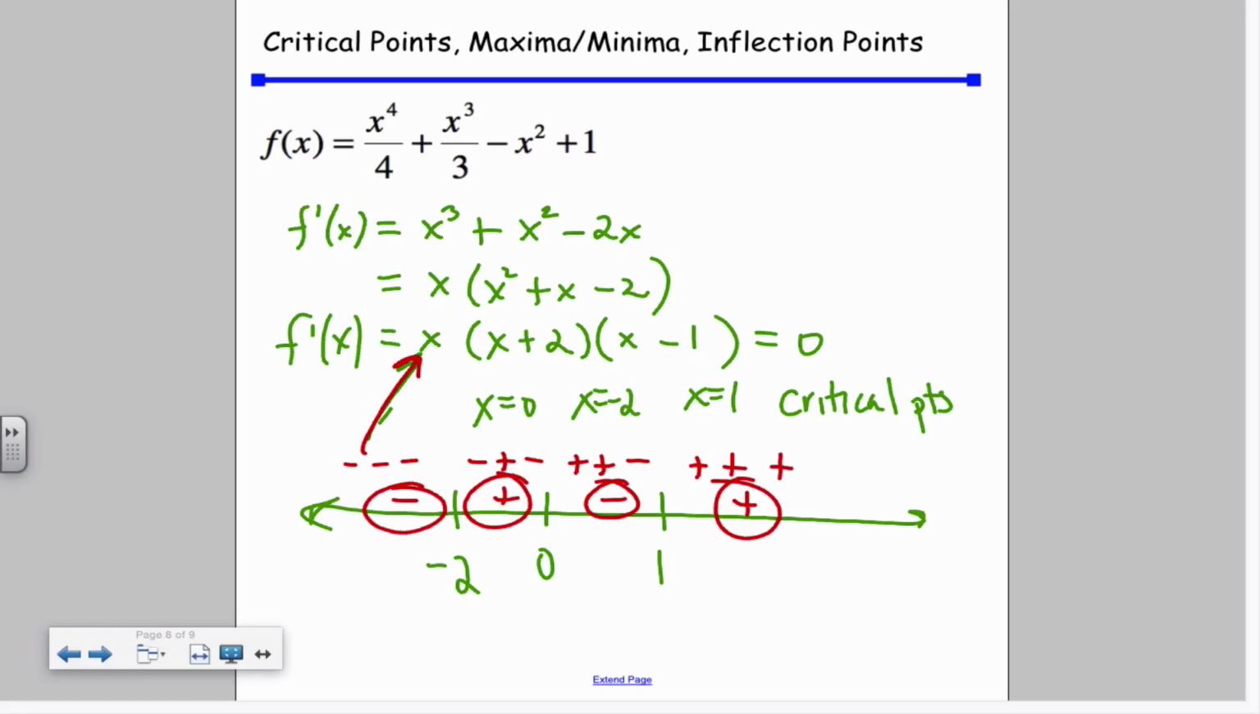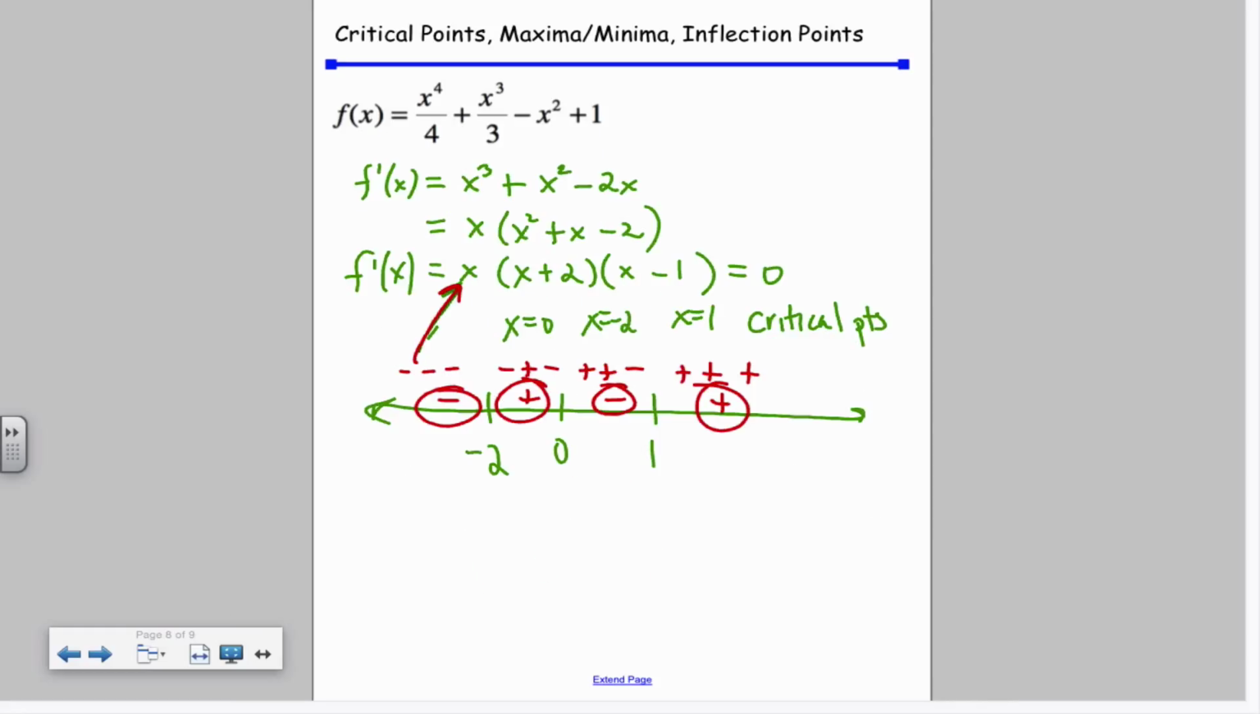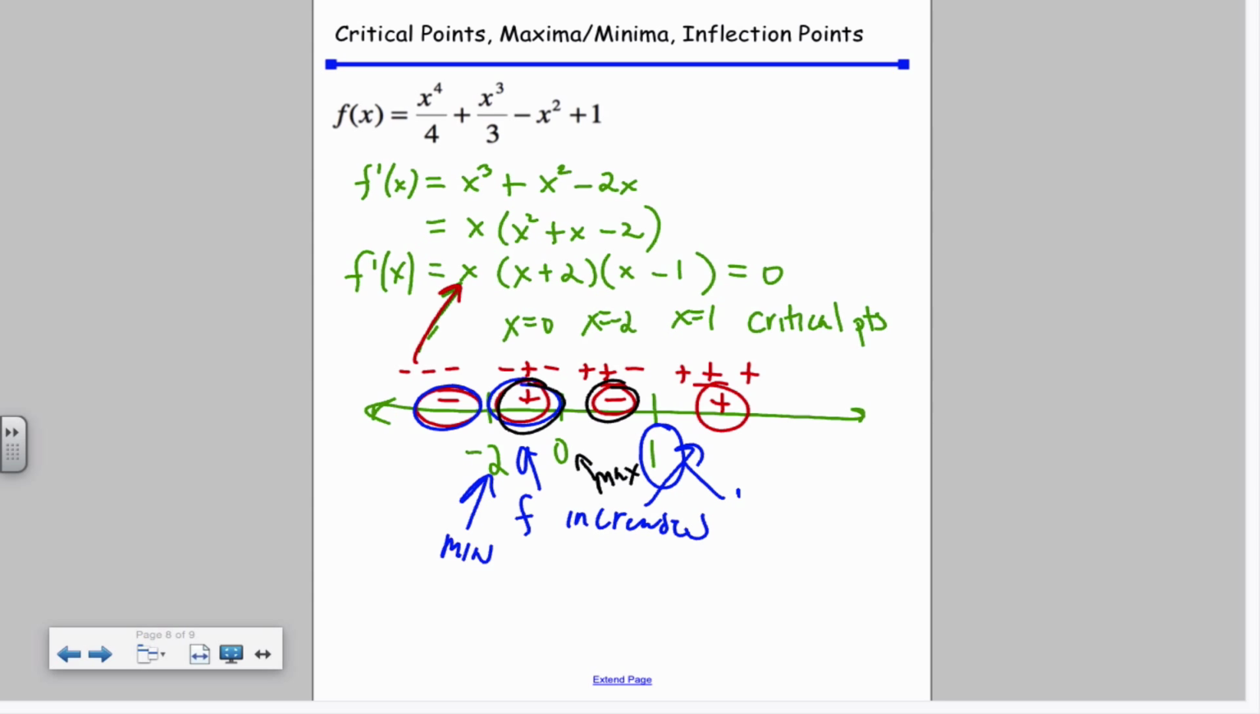So what does it mean if the derivative is positive? Those are the intervals where f is increasing. So f increases on the positive intervals and f decreases on the negative intervals. From here we can determine if we have maxima or minima. Since we change from negative to positive, we have a minimum at -2. We change from positive to negative at 0, so we have a max. And negative to positive again at 1, so we have a min right here.